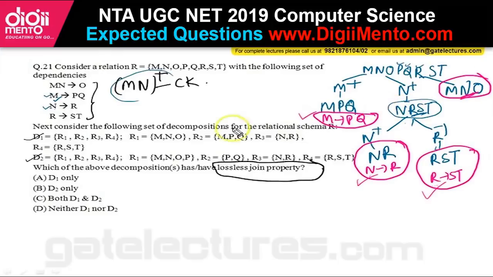So let's match it with the given schemas they have divided. So they are saying I am dividing my table. Let me change my marker. So they are saying R1 is MNO.